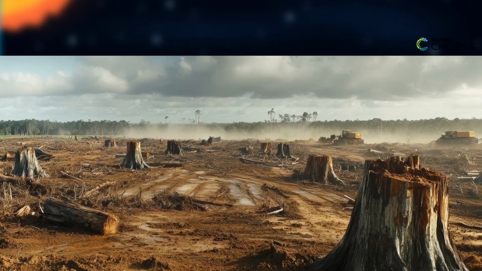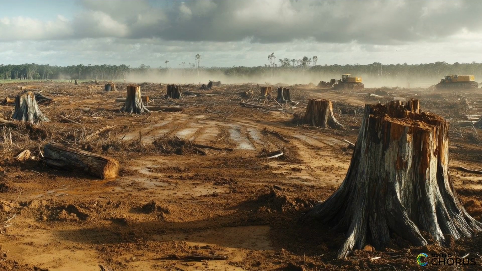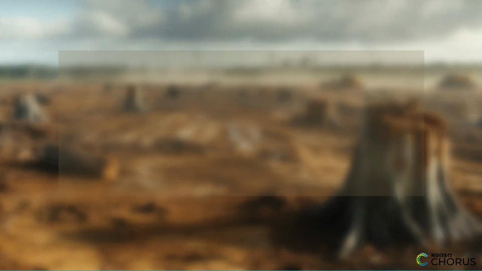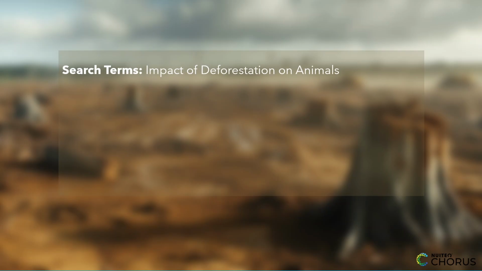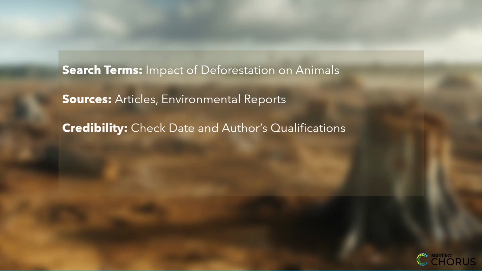Now, let's tackle a medium-level example. Suppose you're researching the effects of deforestation on wildlife. Use search terms like "impact of deforestation on animals" to find articles and reports from environmental organizations. Assess each source for accuracy by checking the publication date and the author's qualifications.